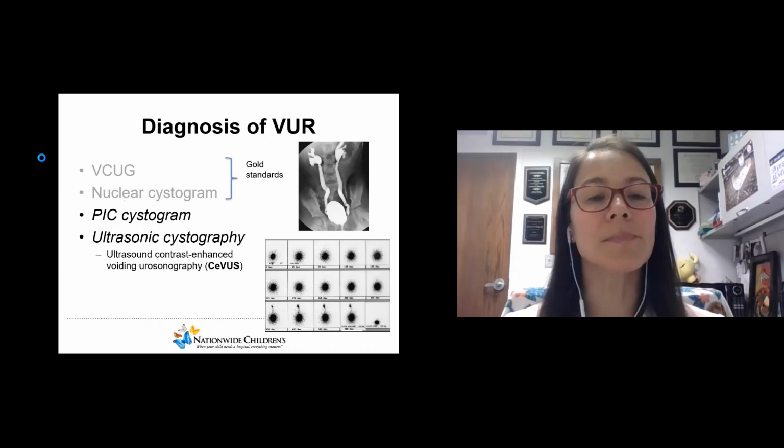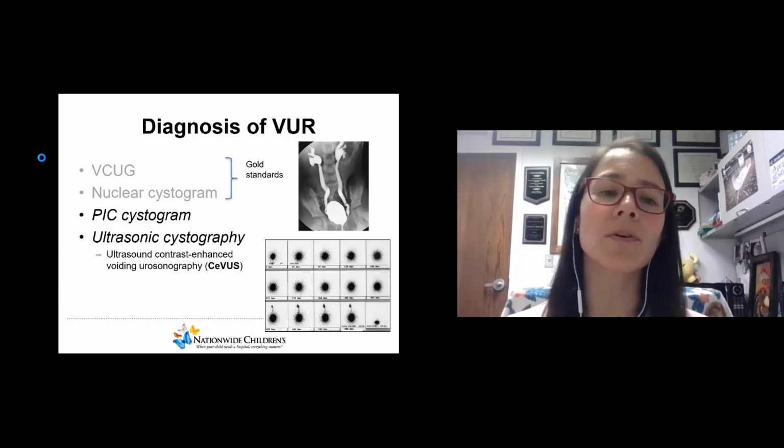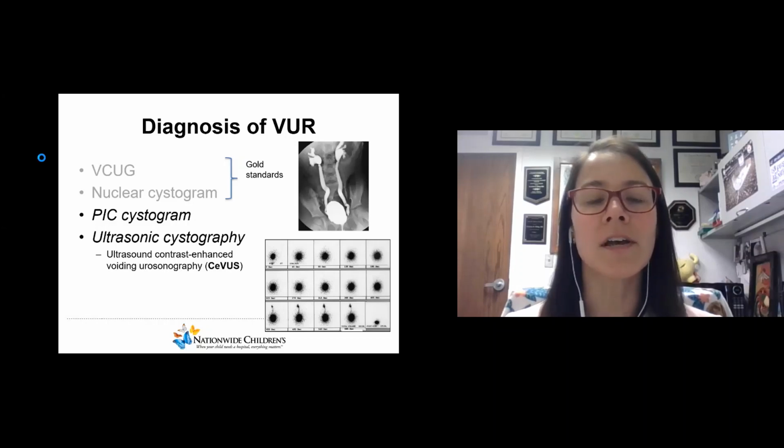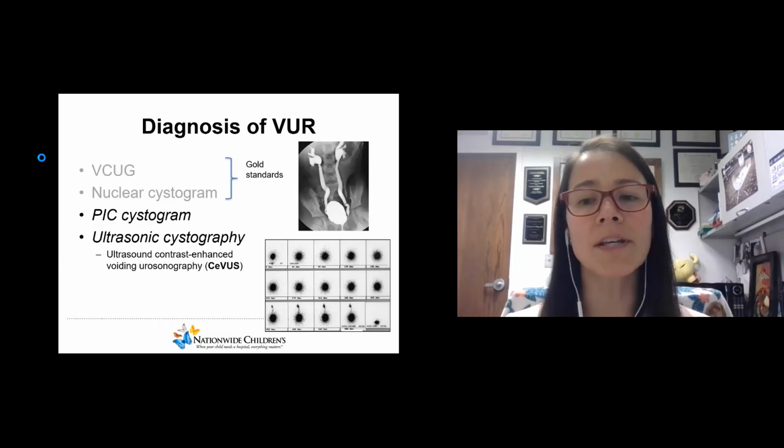So two other direct measures of reflux that I want to mention briefly are the PIC cystogram and ultrasonic cystography. PIC cystogram is the positional instillation of contrast, and it's used to detect occult reflux. So it's usually used if a child's having recurrent febrile urinary tract infections but has a normal VCUG. What happens to perform this is that you instill contrast through a pediatric cystoscope positioned at the ureteral orifice while the patient's anesthetized, and then you look for reflux on fluoroscopy.